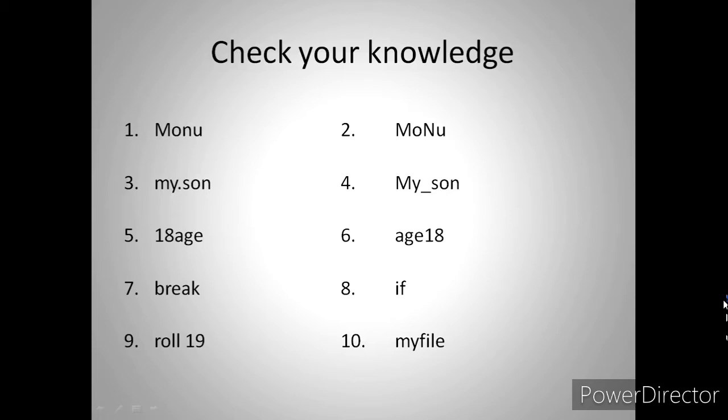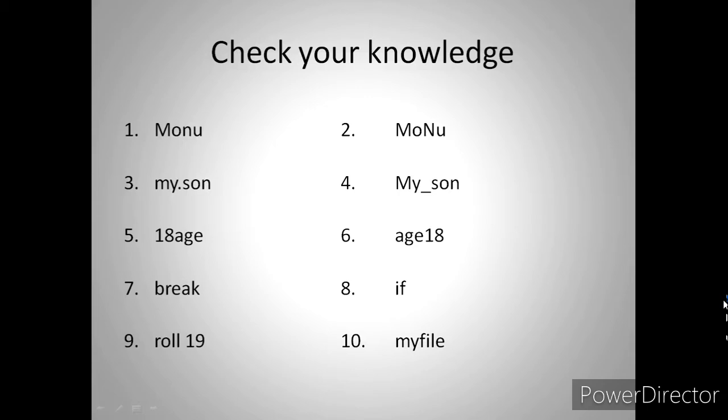Sixth one. Correct. Very good. Seventh one. Sir, incorrect. Now look here, break is a keyword. You do not know this yet because we haven't covered this topic. So break is a keyword, please note it down. Then you have the eighth one. Incorrect, because if is also a keyword.